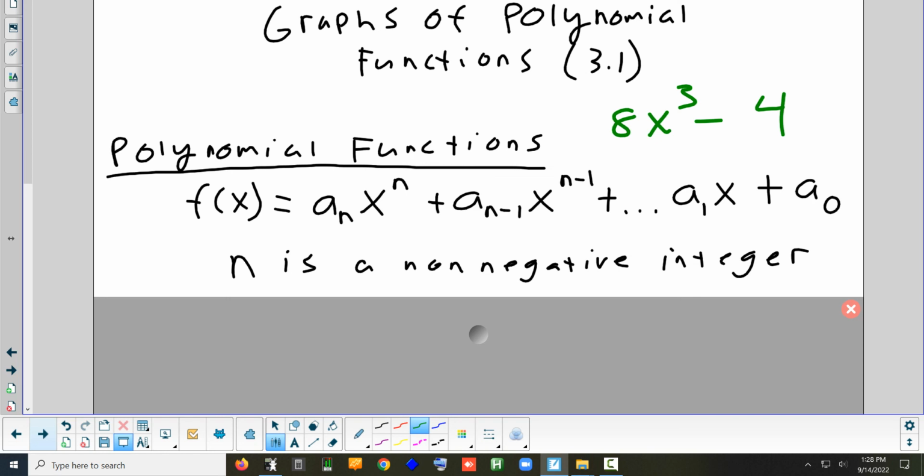The key thing in a polynomial is the exponent on the variable cannot be a decimal or a fraction, and it can't be negative. It has to be a non-negative integer. This is not a polynomial. X to the 3.5 power. Nope. X to the negative 2 plus 7. Nope, not a polynomial. You can't use negative numbers, and you can't use fractions or decimals.